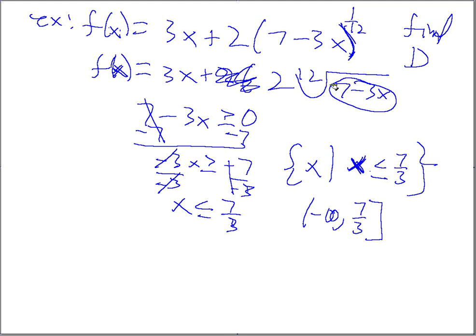But again, the key is what? Figure out the root index. It's even. Then set that inside quantity, inside the radicand, to bigger than or equal to 0, and finish solving it. Alright, easy problem to solve.